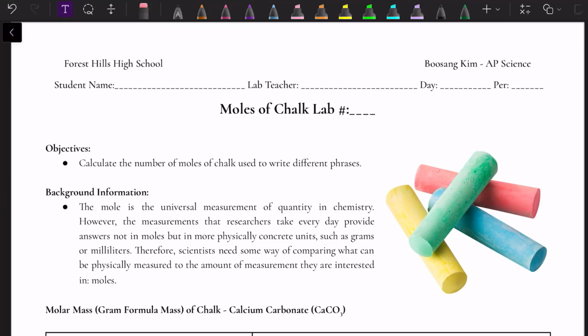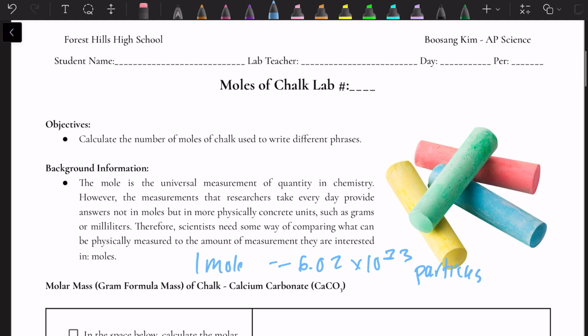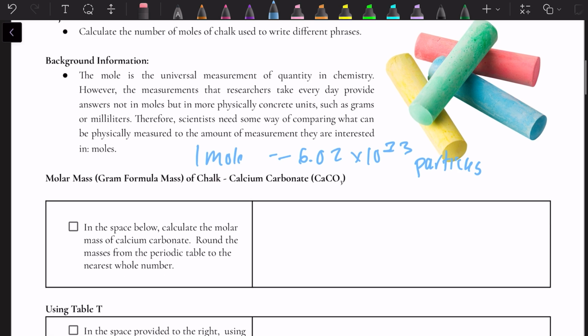This video is going to be talking about the moles of chalk lab. Now, the whole point of this lab is we're going to take a piece of chalk, use it, and then figure out how many moles of chalk we actually used. So again, what you should remember is that 1 mole is 6.02 times 10 to the 23 particles. So let's see how many moles we actually used, and then you can figure out the number of particles that we used.